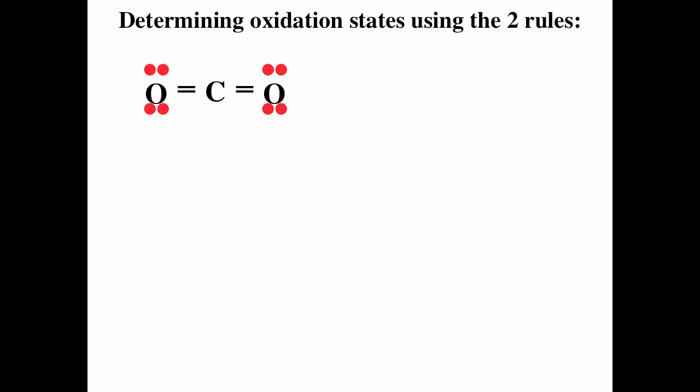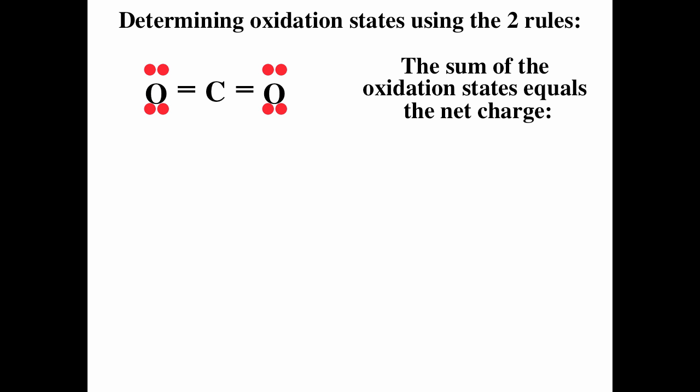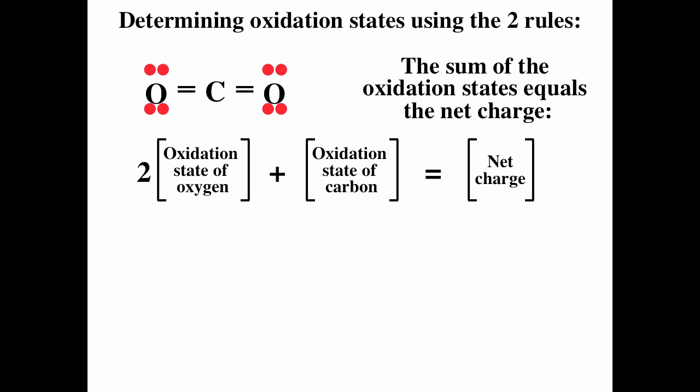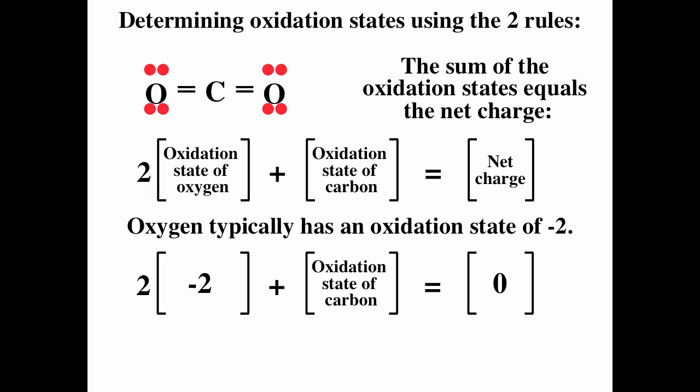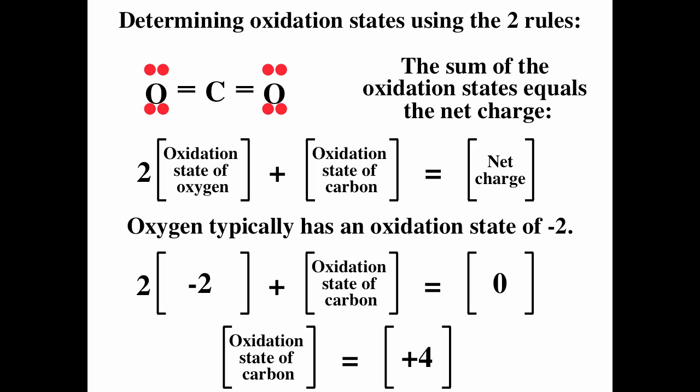Going to carbon dioxide using the two rules, oxygen should be -2. The sum of oxidation states equals the net charge. So 2 times the oxidation state of oxygen plus the oxidation state of carbon has to equal the net charge. CO2 is neutral, and so the net charge is 0. Oxygen is typically -2, and so 2 times -2 gives you -4, plus the oxidation state of carbon equals 0, and so the oxidation state of carbon has to be +4 in CO2.